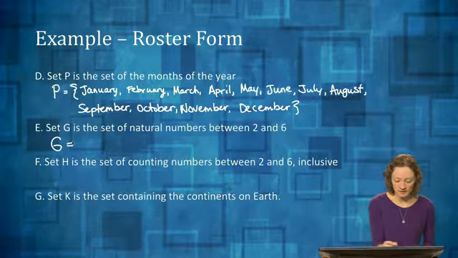Set K is the set containing the continents on Earth. So we have K equals, and then we fill in all of those elements. So we have Europe, North America, South America, Asia, Australia, Antarctica. What am I missing?